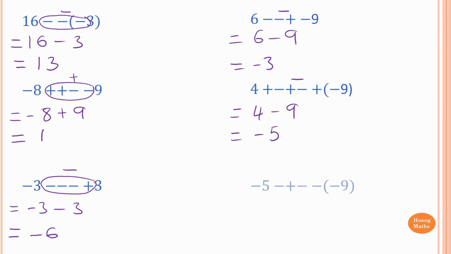Next one. So we have negative 5 minus plus minus negative 9. Again, we just count how many negatives altogether. So we have 1 negative, 2, 3, 4. So it's an even number of negatives. So the answer should be positive. So I just rewrite this so that it becomes minus 5 plus 9. Now negative 5 plus 9 is the same as 9 minus 5. So 9 minus 5 is 4. So the answer is 4.